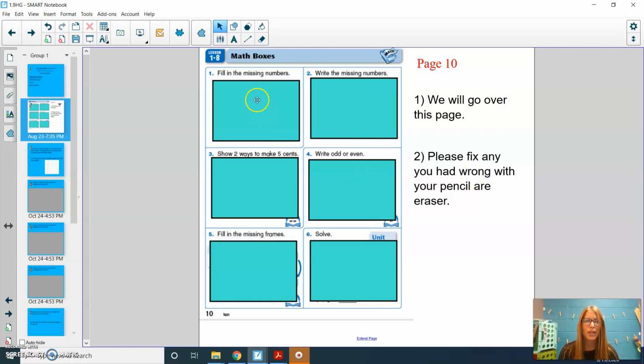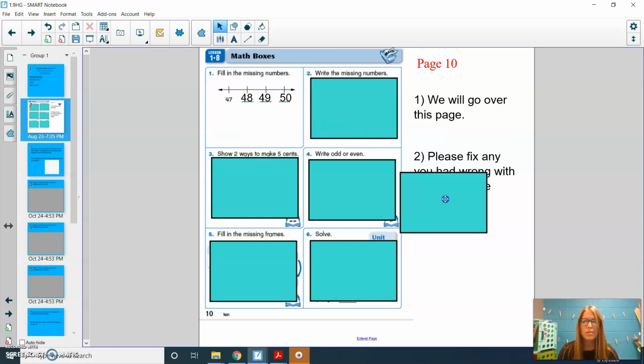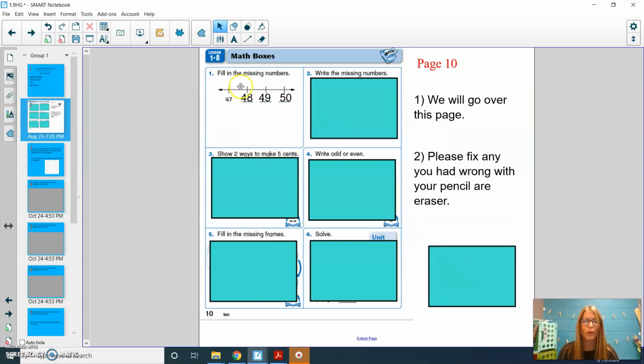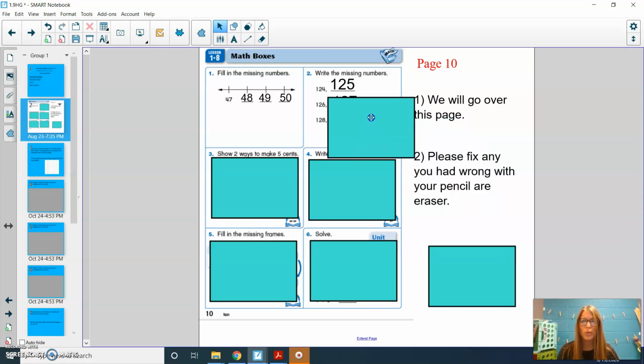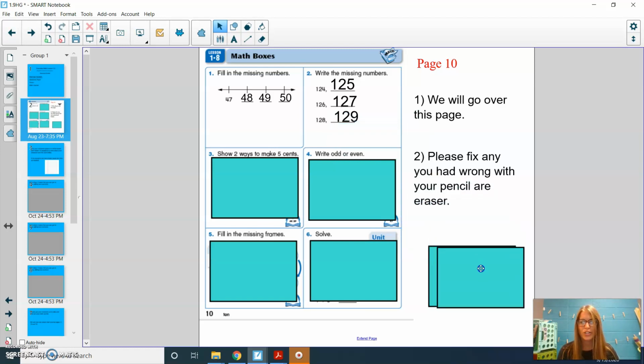So let's look at number 1. Fill in the missing numbers. So what comes after 47 would be 48, then we have 49, and then 50. For question number 2, write the missing numbers. So one more than 124 would be 125. Then we have 126, 127, 128, and 129.